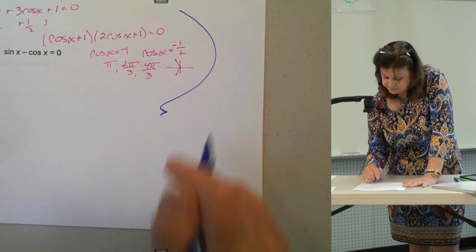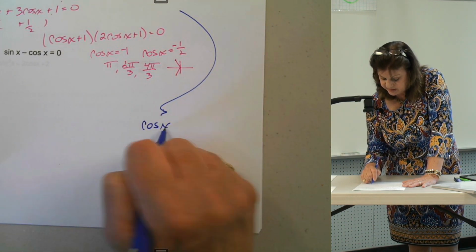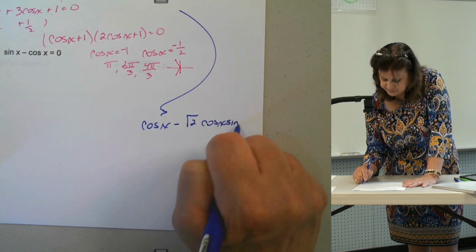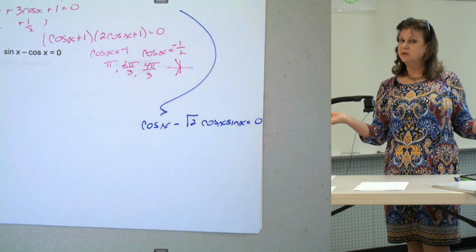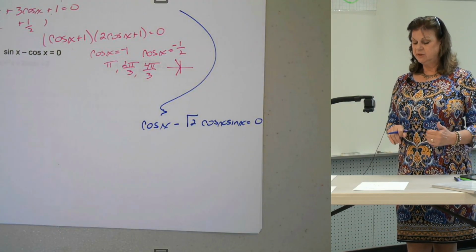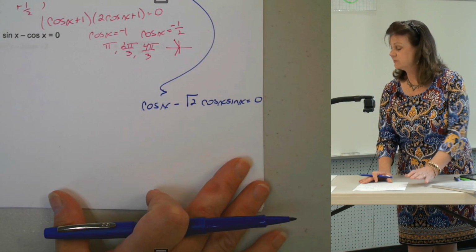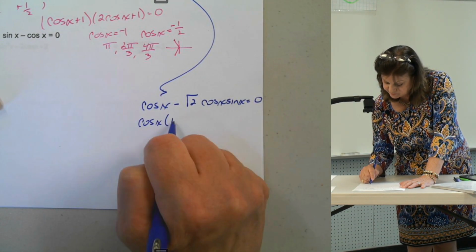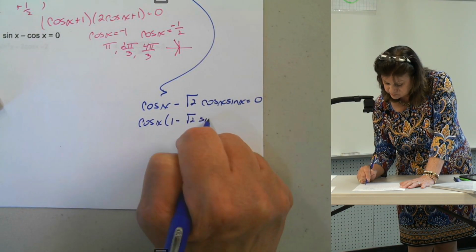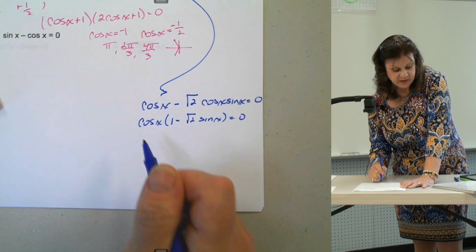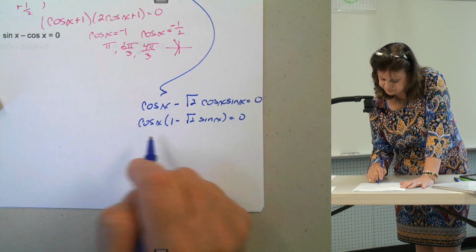So now I've got cosine x minus root 2 cosine sine equals 0. Remember, I'm multiplying both sides by sine. That denominator goes away. Now this is starting to become manageable because now I see a common factor. First rule of factoring. So I've got my two factors exposed.